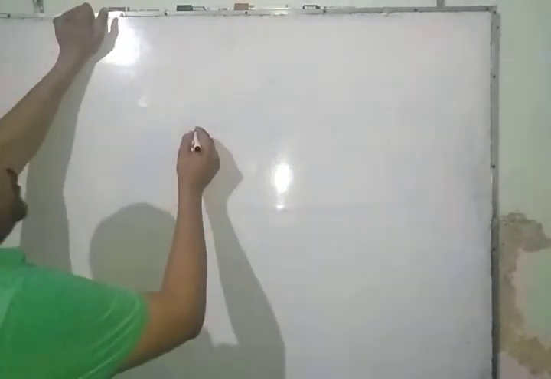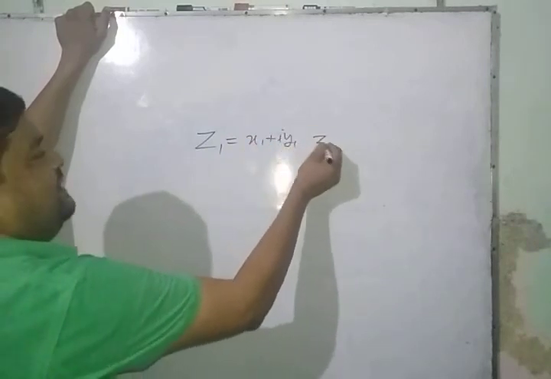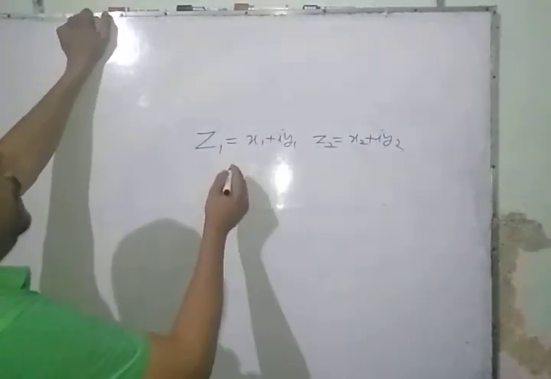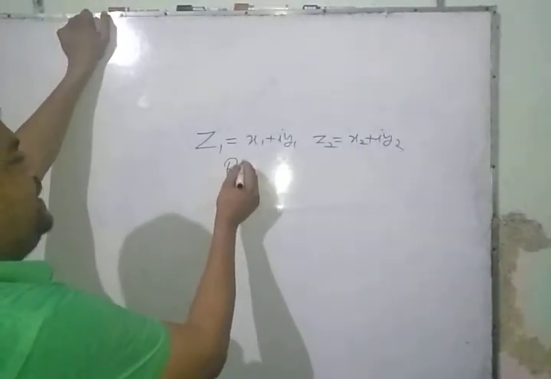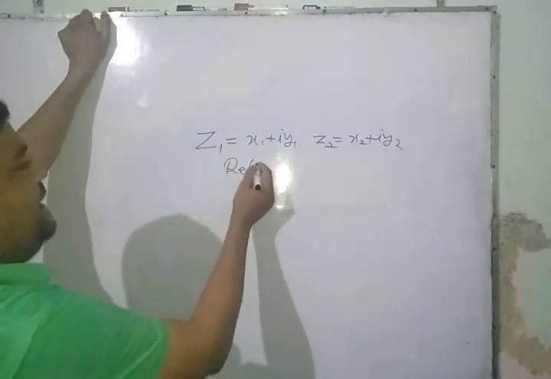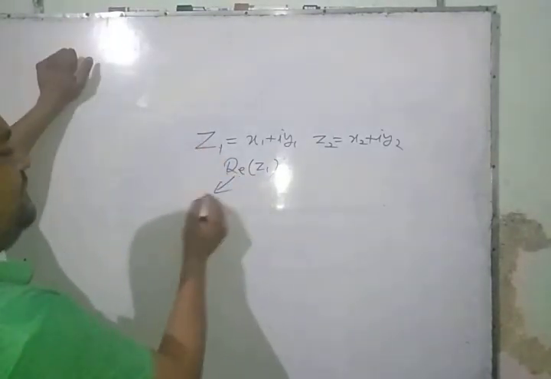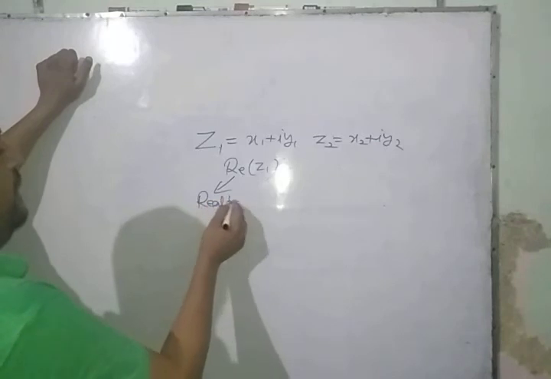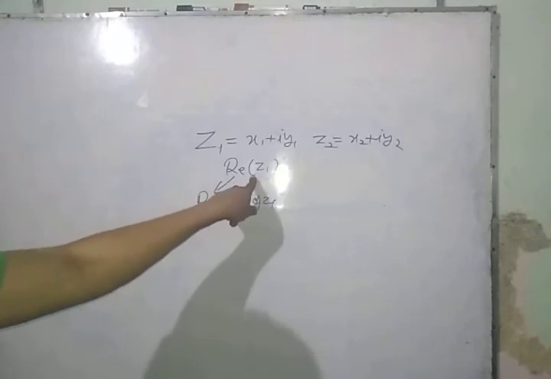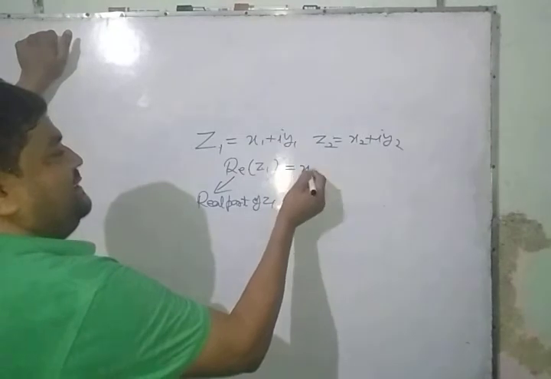Let's move further. Suppose there are two complex numbers. One is z1, x1 plus iy1. Another is z2, x2 plus iy2. What is the real part of z1? It is x1. The real part of z1 is represented like this, Re(z1). It is the short form of real part of z1. So the real part of z1 is x1.